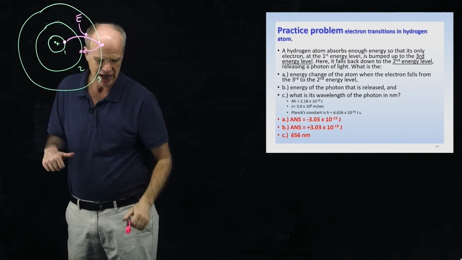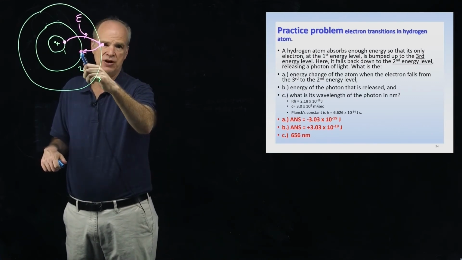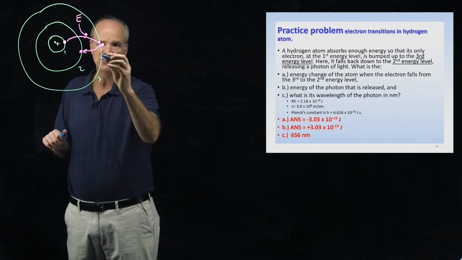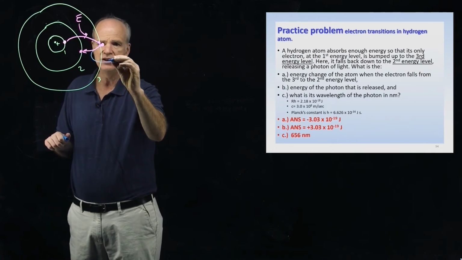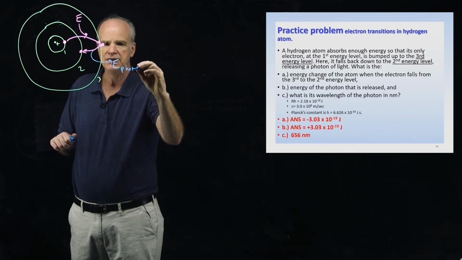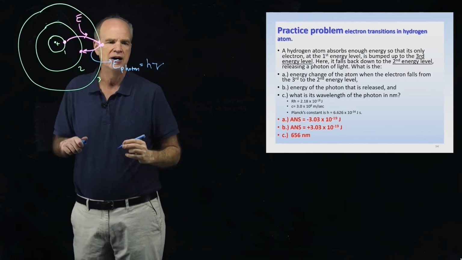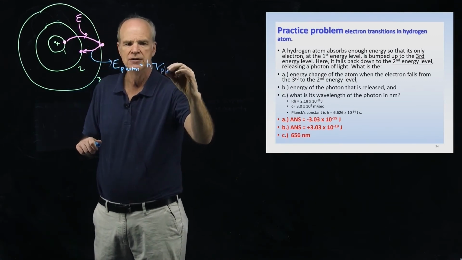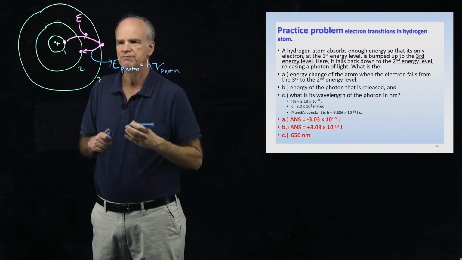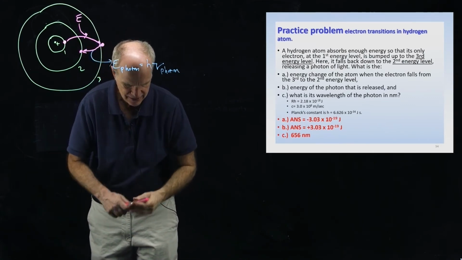So when it does that, because it's going to go from a high energy state to a low energy state, that extra energy has to be released. So that energy goes off, and this will be the energy of the photon. And so this will have a corresponding frequency associated with it. Okay, so let's go ahead and solve part A of the problem first.